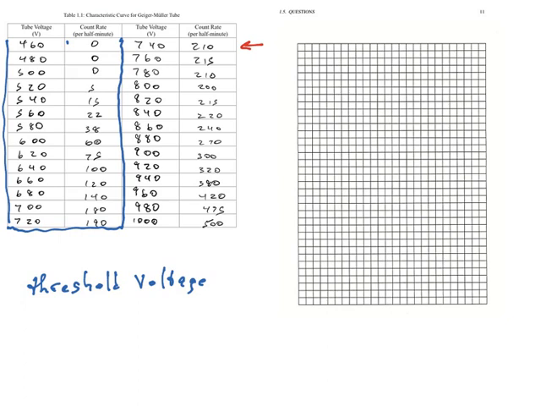740 volts, I detect 210 counts. 760, 215, so that's not a big change. 210, 215 is about the same number. 780, 210 again. So I've gone from 740 all the way up to 780, and I'm basically detecting the same amount of radiation. 800, I go down to 200, so I'll detect a little bit less.